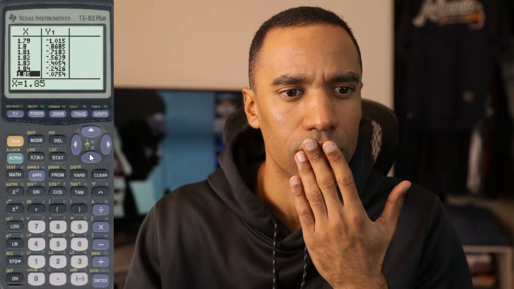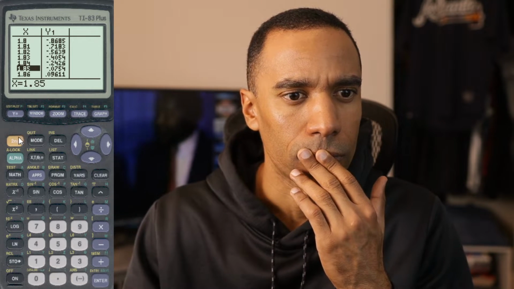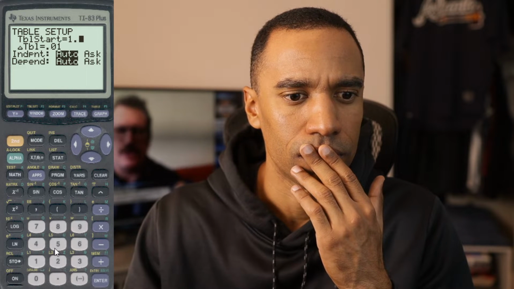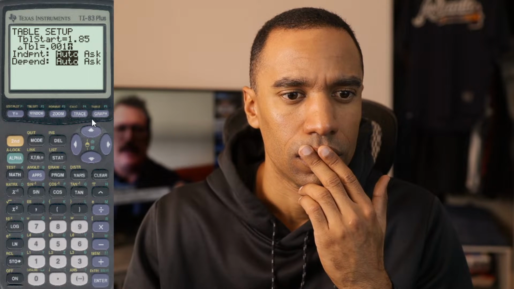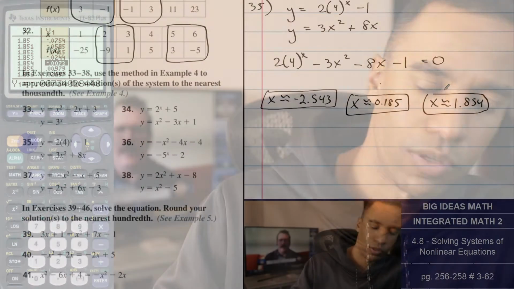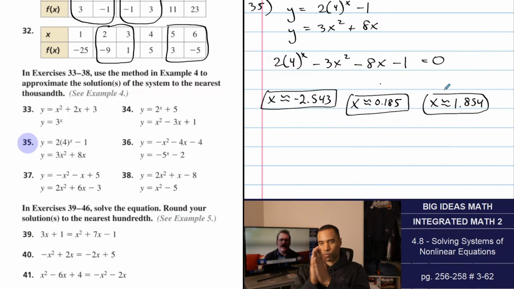Oh, goes this way. So 1.85 something. 1.85. Let's see it. 1.854, 1.855. Let's see. X is about 1.854. Okay. All right. So those are the 3 solutions that we got for that one. That's what I wrote down there.